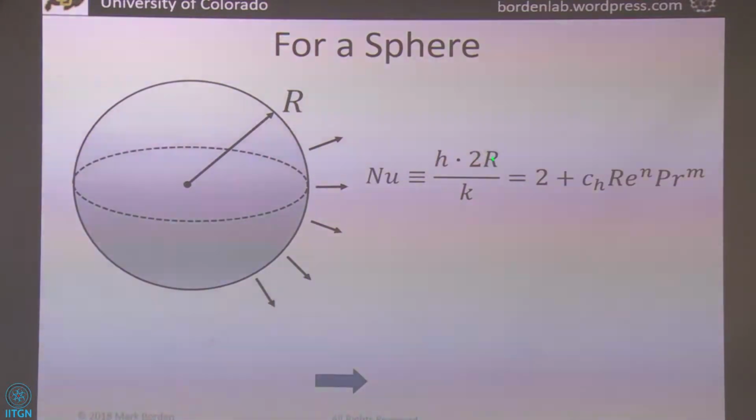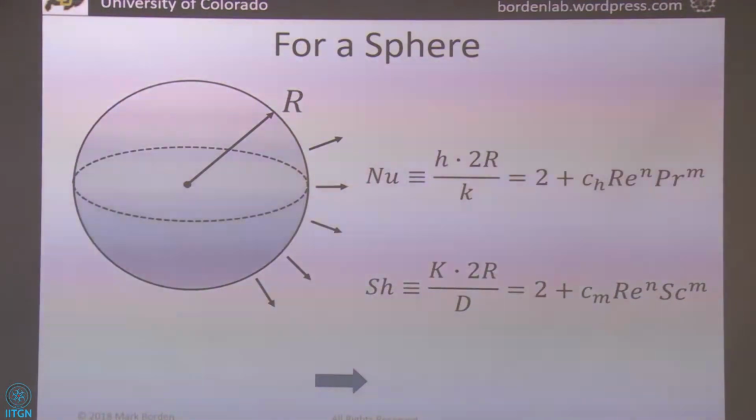is h times the diameter, 2 times the radius, over the thermal conductivity. It's some function, and it's equal to 2 plus some constant, depending on the type of flow that you have, times the Reynolds number to the power of n, times the Prandtl number to the power of n. Now, the Sherwood number is analogous. So instead of the heat transfer coefficient, we have the mass transfer coefficient, the diameter, and the mass diffusivity. What's interesting is it has a very similar structure: 2 plus some constant times the Reynolds number to some power times the Schmidt number to some power.